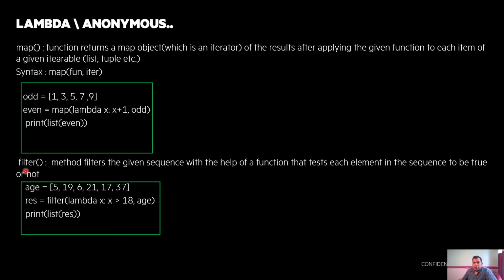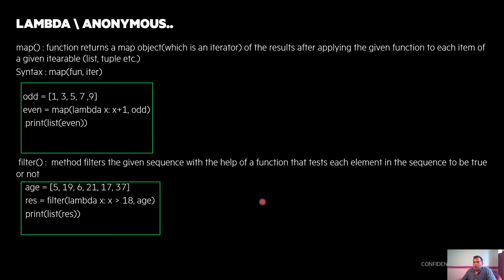Similarly, another function which is filter also takes two inputs. One is a function and another is a list. This function is a kind of satisfying some condition. It will run on this particular data and then it will return the result. Again, whatever result it is returning, we are converting to a list and printing. So these are two straightforward examples which showcase where and how we'll be using the lambda.